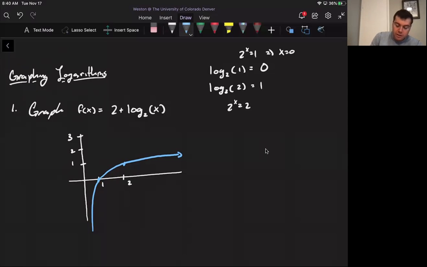All right, and now we just need to handle this vertical shift of +2. And so we'll just take our two important points and just move them up 2 units. And then sketch in what the graph looks like. So there we go. This green curve is 2 plus log 2 of x.